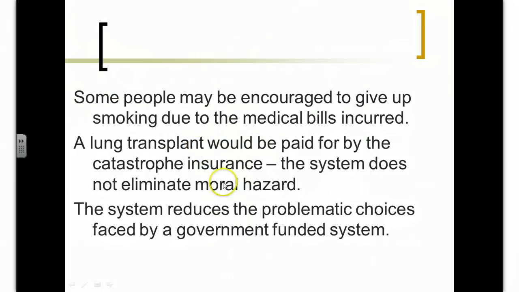So the system does not eliminate moral hazard. So people can still take unnecessary risks. Because the insurance is in place, somebody who smokes still has the reassurance that if they do have healthcare costs, they will be covered. However, the system reduces the problematic choices faced by a government-funded system.